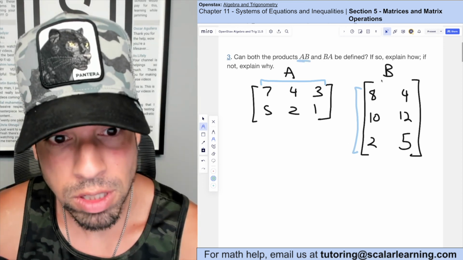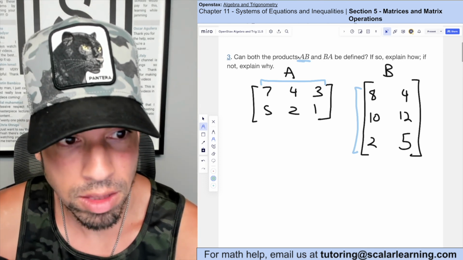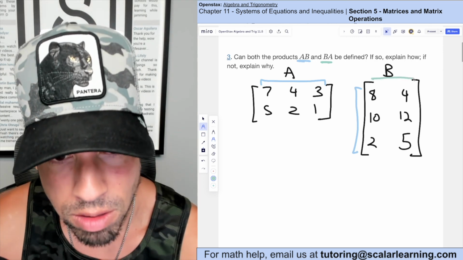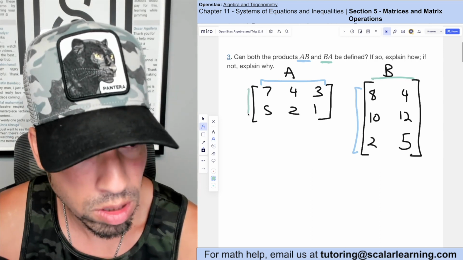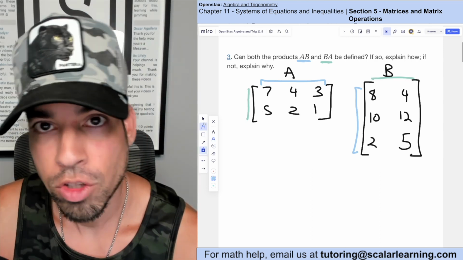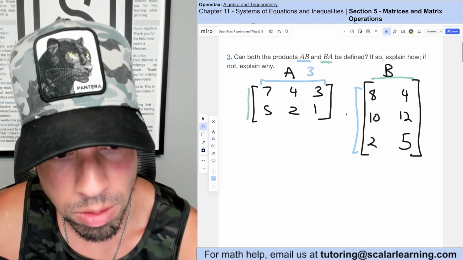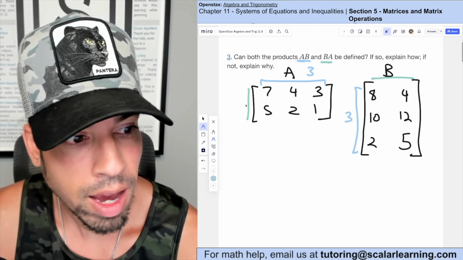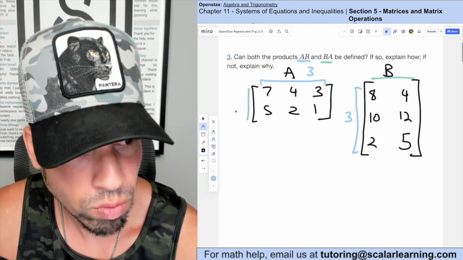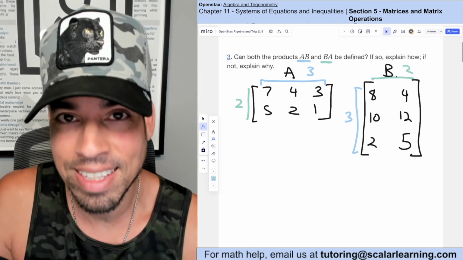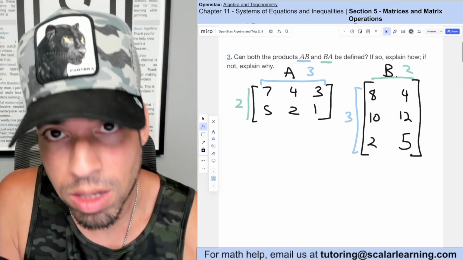Now, vice versa, if I did B times A, in order to make sure that we could do B times A, I'd have to know that the number of columns in B is equal to the number of rows in A, which it is. So the moral of the story is, if the number of columns in the first matches the number of rows in the second, and the number of rows in the first matches the number of columns in the second, then yes, AB is defined as well as BA.